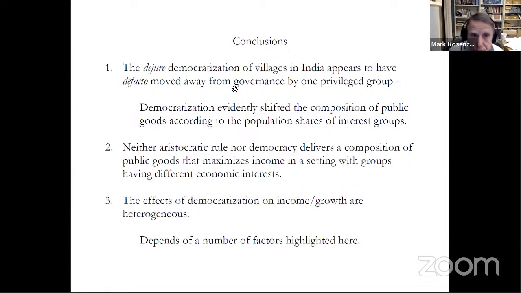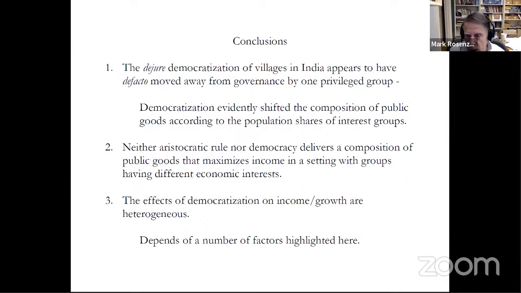So what are the conclusions here? It looks like the de jure democratization, the so-called democratization of villages in India, appears to actually have democratized, because what we find is that there is a clear move in the direction from influence by the landed to having more influence by the landless. Secondly, that neither aristocratic rule by the landed in this case, nor democracy, which gives more weight to the landless, delivers a composition of public goods that maximizes income. And in fact, it's not clear which of these regimes comes closer to maximizing output.